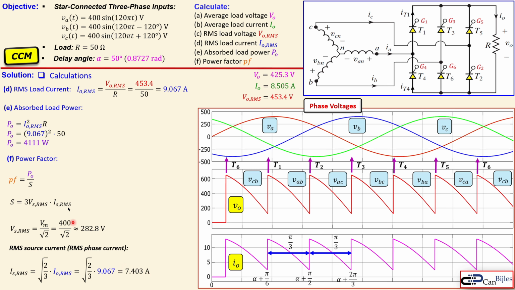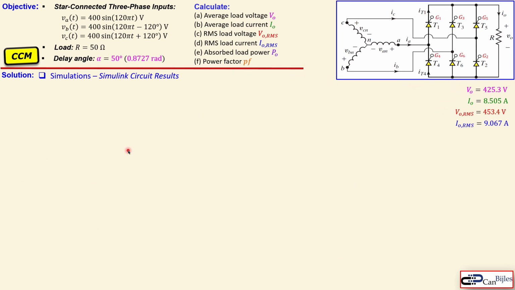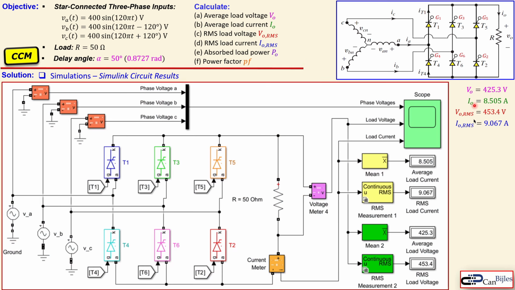Now we know everything, so we can calculate here the S, so 3 times this, times that, and that will result in 6,282 volt amperes. We can now substitute that in this expression, and that will result in 0.65 approximately as our power factor. Okay. Let's now go to the Simulink circuit and see the results for these 4 calculations.